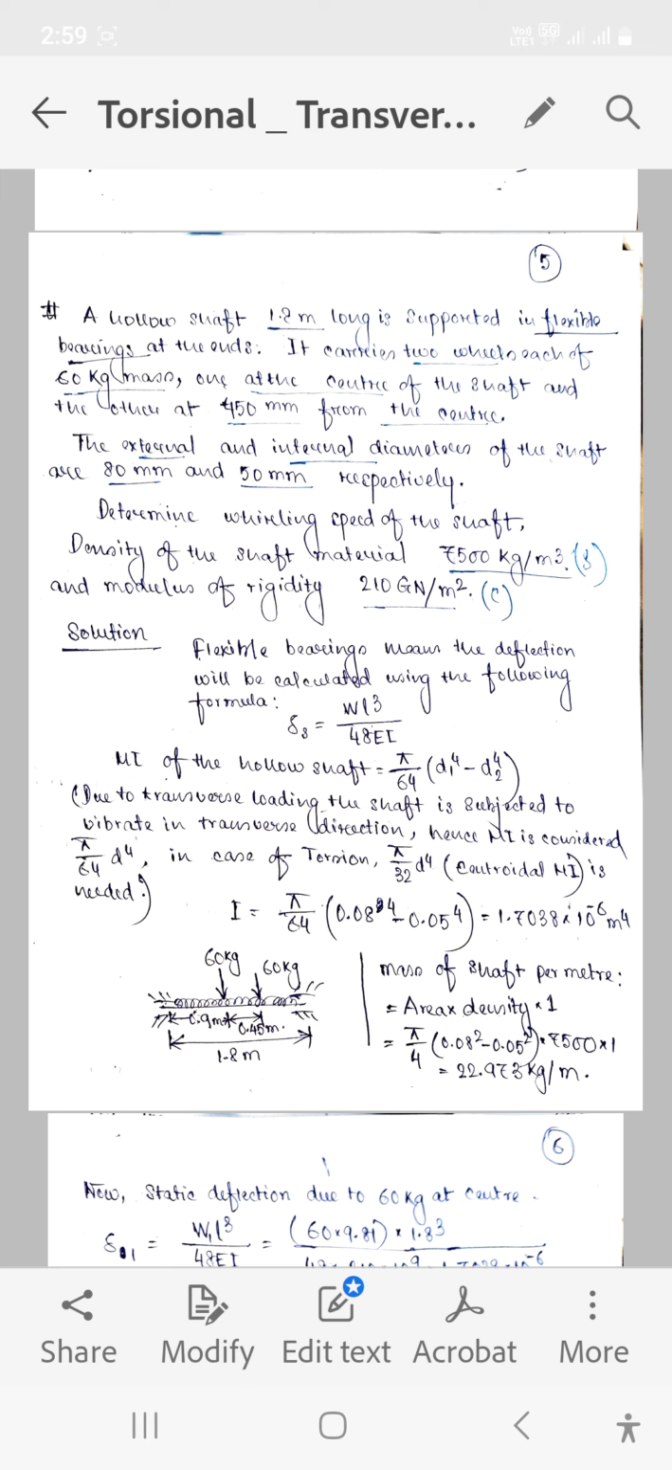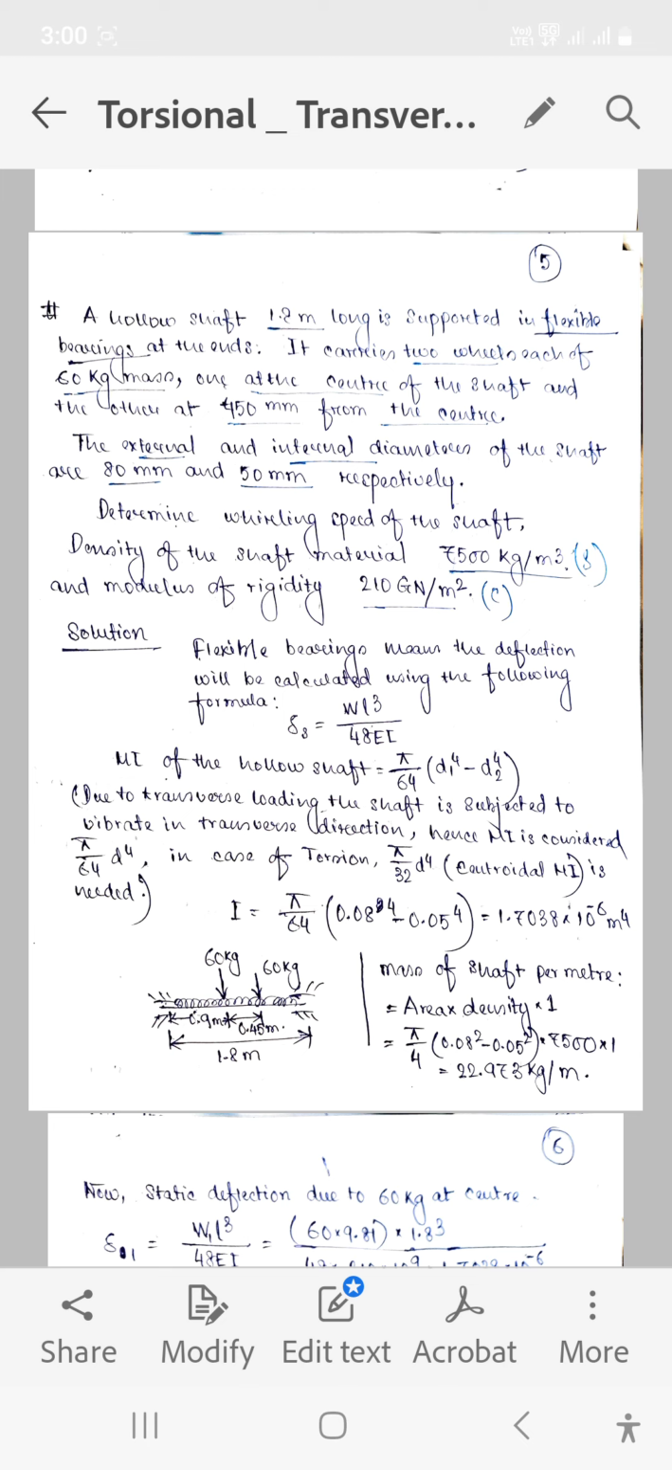That weight is not concentrated, it is distributed over the length. For a uniformly distributed load, the deflection is 5 by 384 WL cube by EI, or small w L to the power 4 by EI, that is the formula. And the modulus of elasticity E is given as 210 giganewton per meter square. Giga means 10 to the power 9 Newton per meter square.